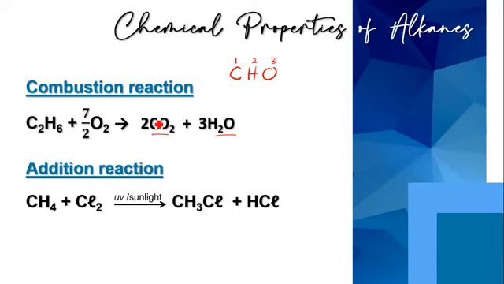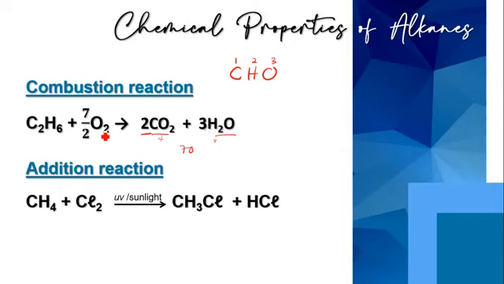Balance the carbon first. For example, ethane, you have 2 carbon, so you put 2 over here. And then secondly, you balance the number of hydrogen. Ethane has 6 hydrogens, so you put 3 over here. And the last one, you balance the number of oxygen. So from here you have 2 times 2, which is 4, plus 3, so basically you have 7 oxygen on the right.